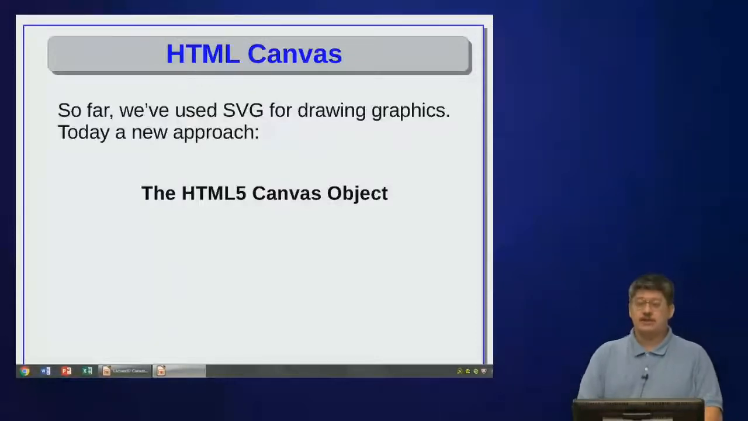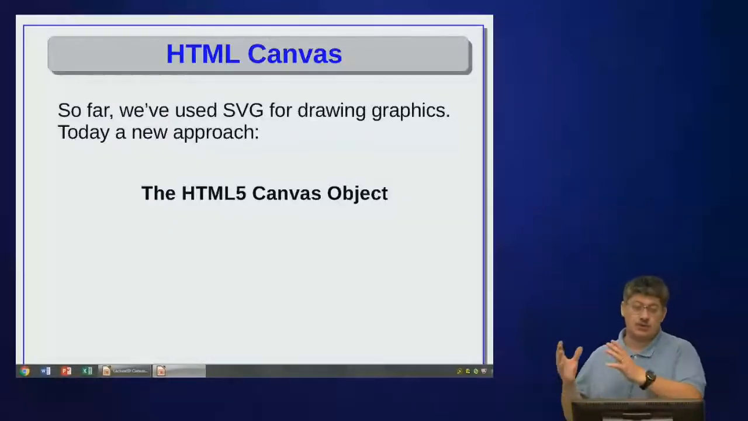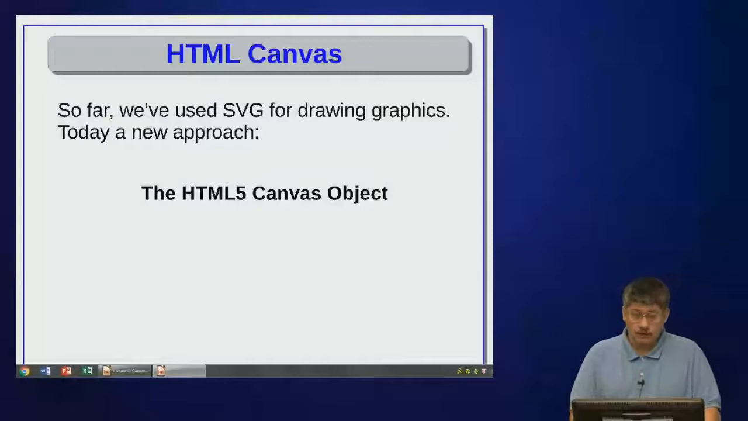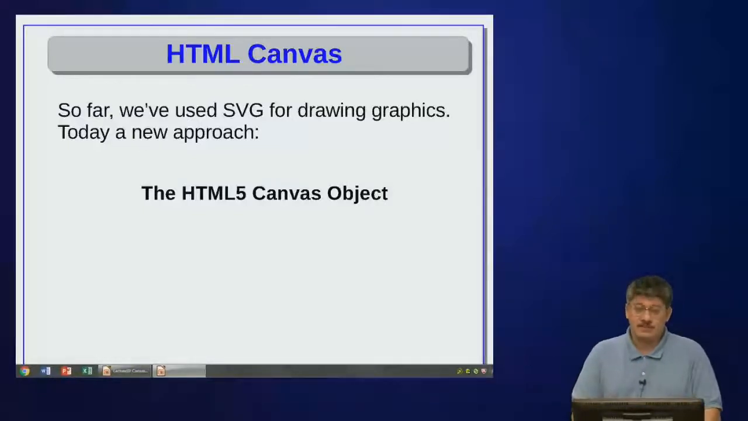On the other hand, using it from JavaScript is a little bit awkward, because in order to use SVG objects, we have to manipulate the DOM, the document object model. We have to add and remove nodes. We have to modify the tree that represents the document object model. And so that's inconvenient. It would be really nice if instead we could just call drawing functions. We could say, draw a line from here to here. And that's what HTML5 Canvas is going to do for us.